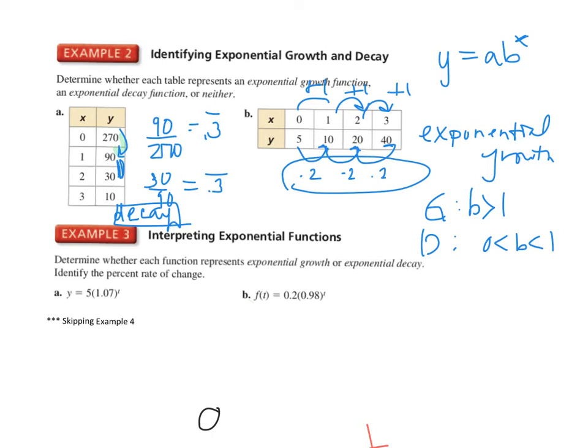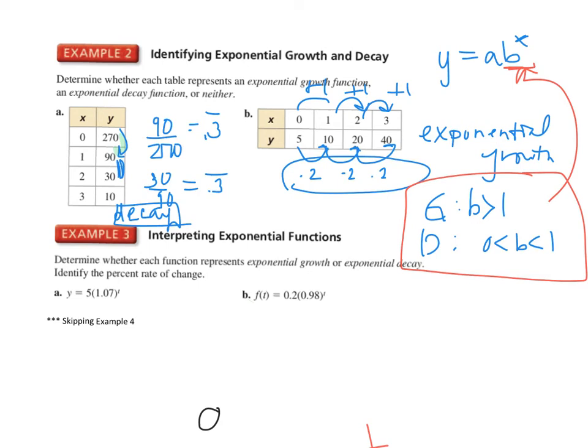And then quickly on example 3, it says determine whether it's exponential growth or decay. That will help me if I look at this information I just went over right here. Look at that B value. The B once again is from up here. So that B is going to tell you in an equation whether it is growth or decay.